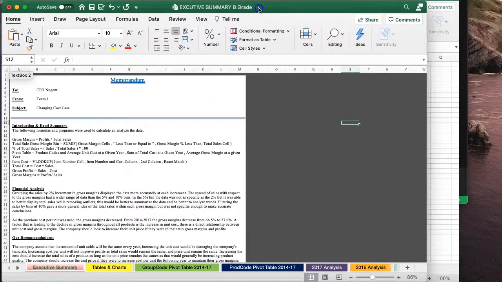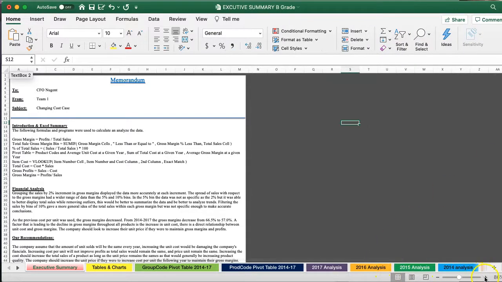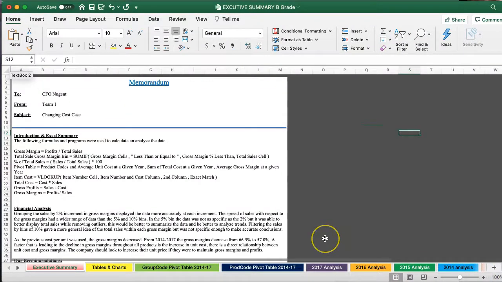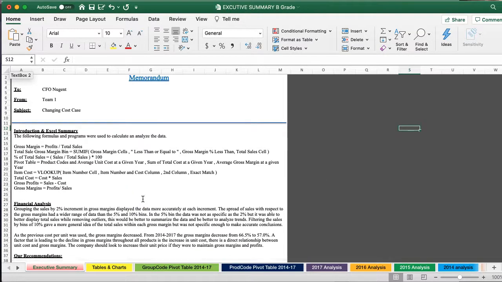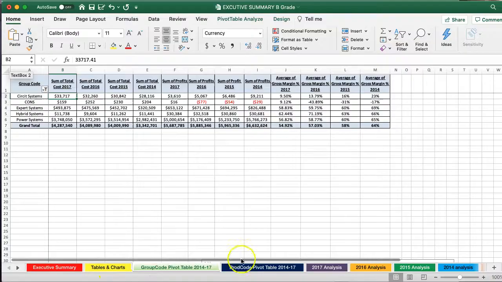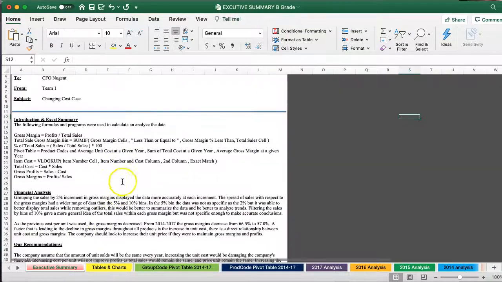So here's a B-level grade for the executive summary. For both the C and B-level grade, they may have done the Excel work okay, but they haven't done this executive summary too well. So for both of these cases, you see that their Excel work is done well. It's just their executive summary that's poor.